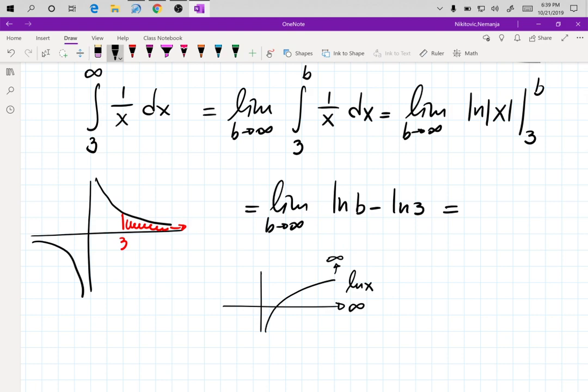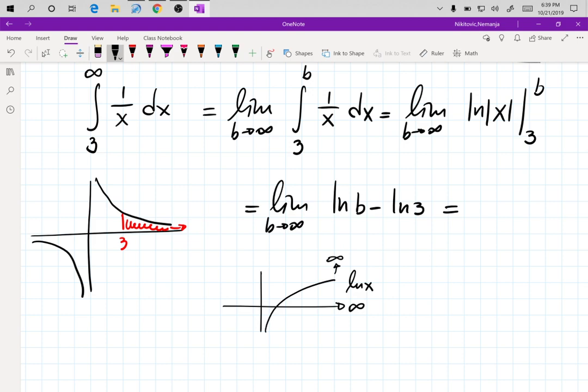The graph looked very similar to the previous problem. I even started at 3 and went to infinity, right? And now this one diverged.